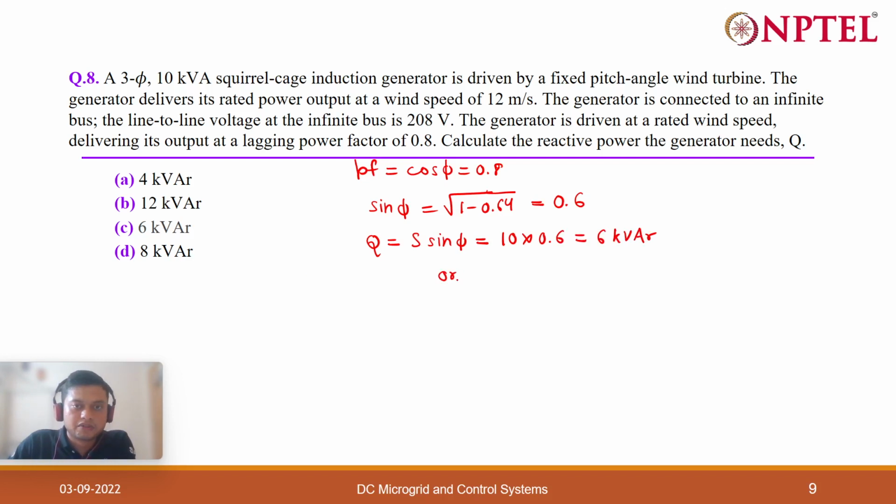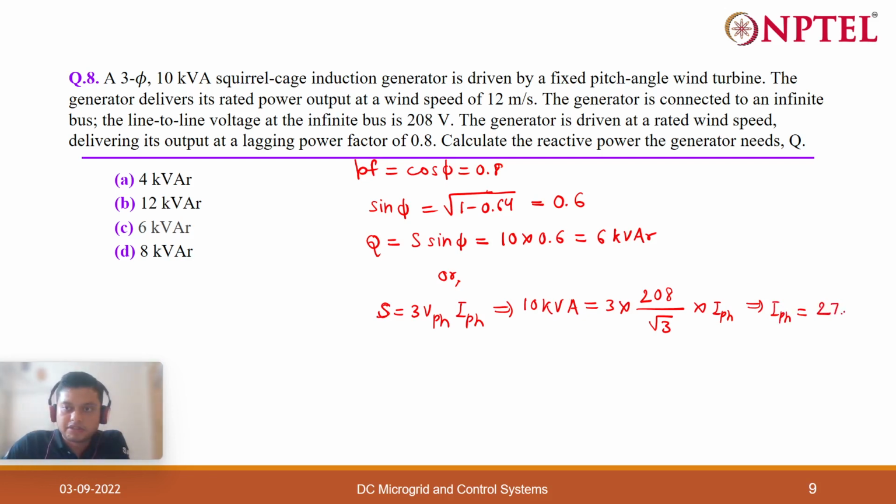And if you want to find this Q using the current values, you can also find it out. You have to write S is equal to 3 V phase I phase. From here, S is given as 10 kVA, and 3 into V phase, where the line to line voltage is given as 208 volts, divided by root 3, into I phase. From here you get I phase as 27.76 ampere.